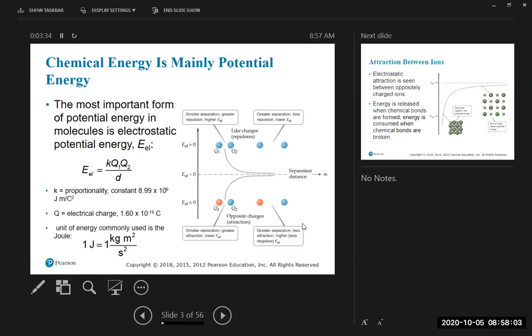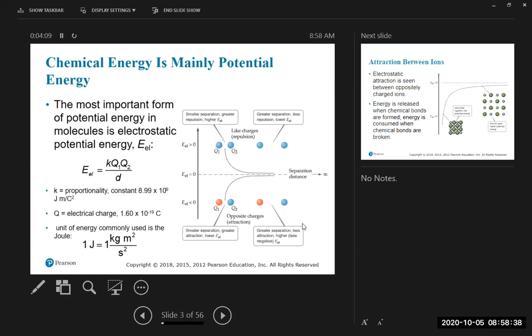That's something that if you were doing a calculation with this formula, you'd be given that proportionality constant. That's not something I would expect you to memorize. The Q's are the electrical charges on the atoms or molecules, depending on what you have. And then finally, just a reminder that when we talk about energy, there's several different units that we use, but probably the most common is the joule. And that just reminds you what a joule is. It's kilogram meter squared per second squared.